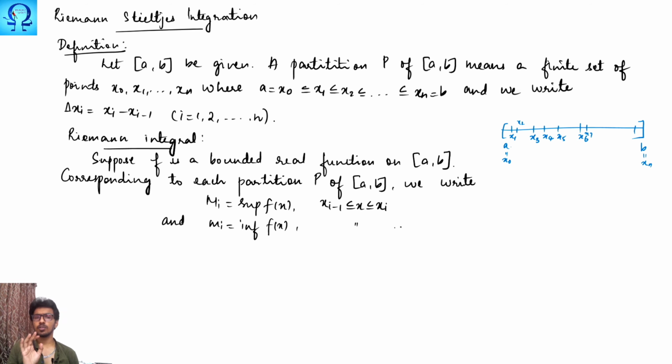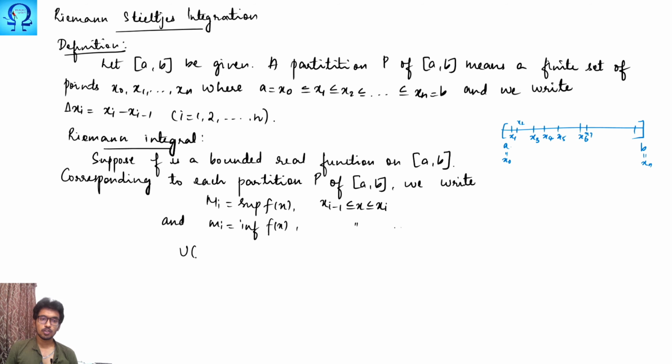Okay, here if you closely look at the things, you may notice that given f is a fixed bounded real valued function which is defined on the interval [a, b]. Corresponding to each partition P, which means for the same interval you can take as many partitions as you want, and to each partition P we define capital Mi and small mi in this fashion, right?